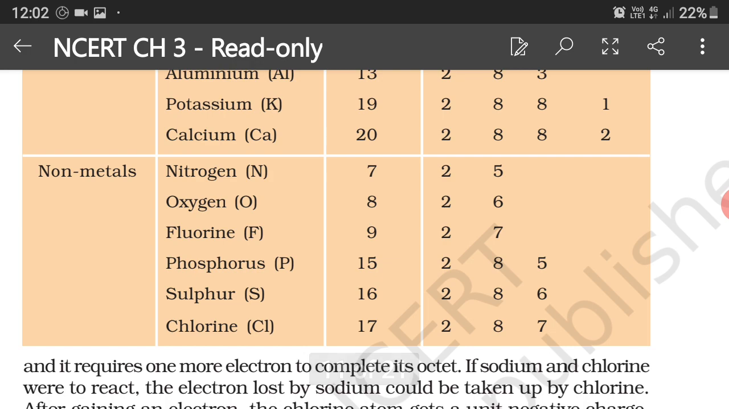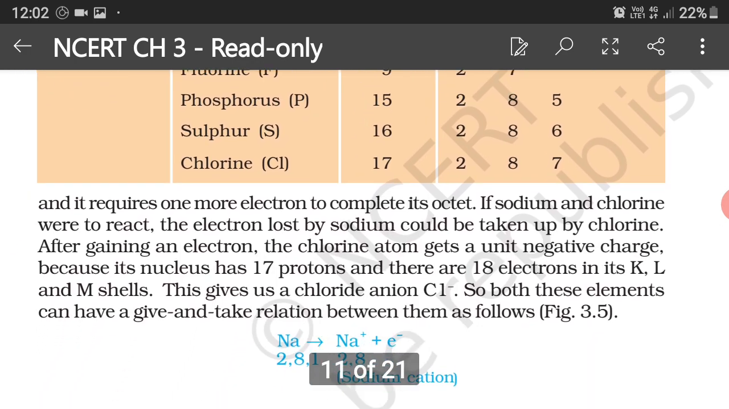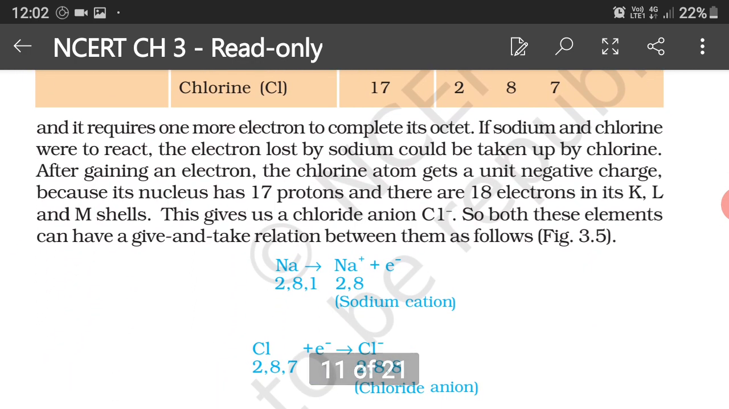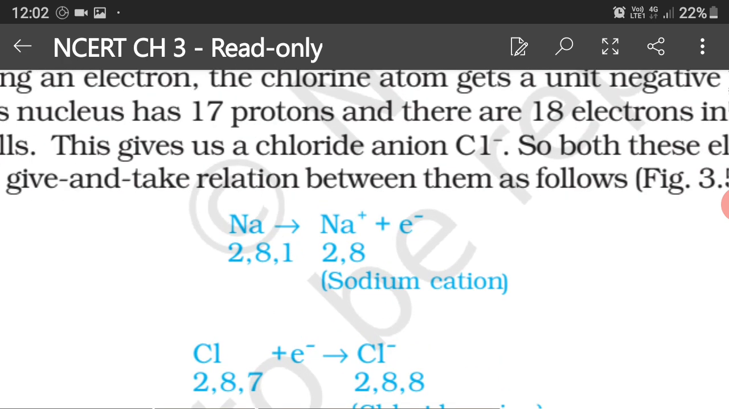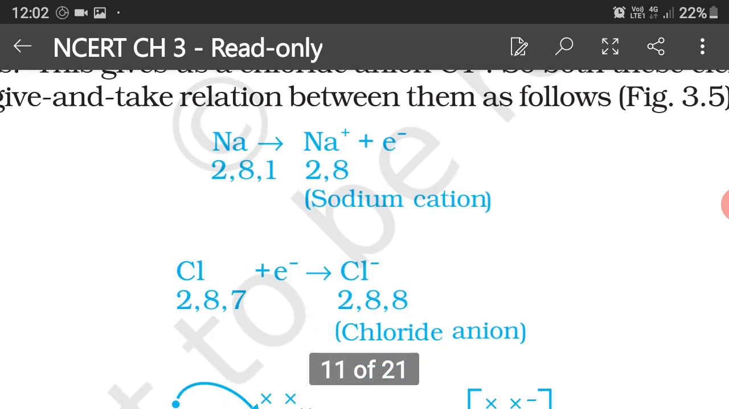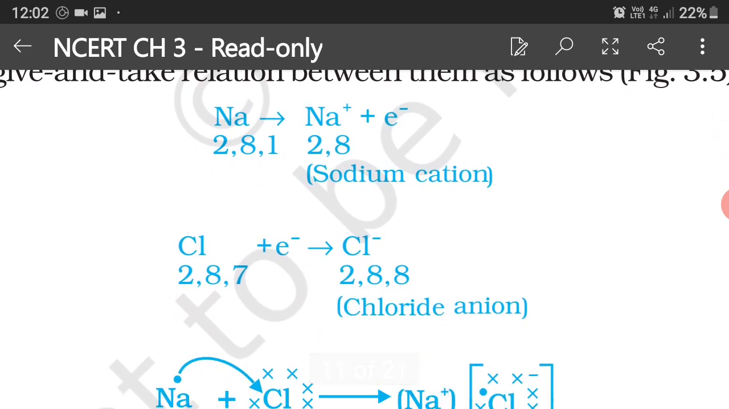Now, we have learned how positively charged ions are formed and how negatively charged ions are formed. Now, let us discuss step by step how these metals and non-metals react with each other and form an ionic compound.